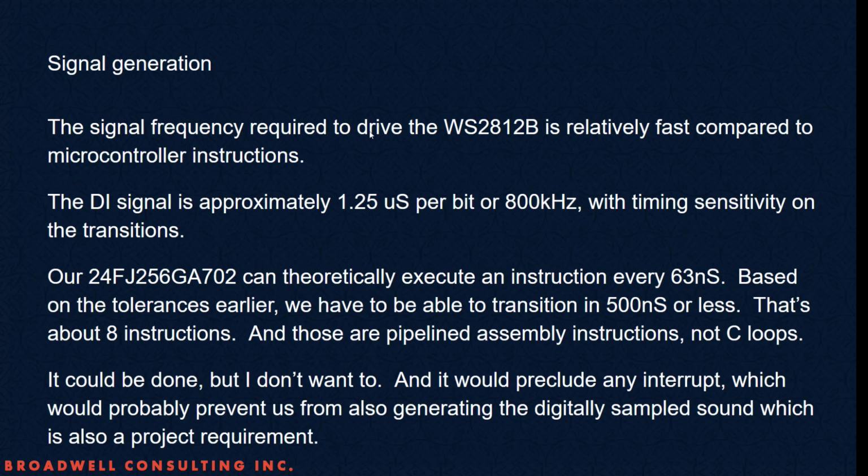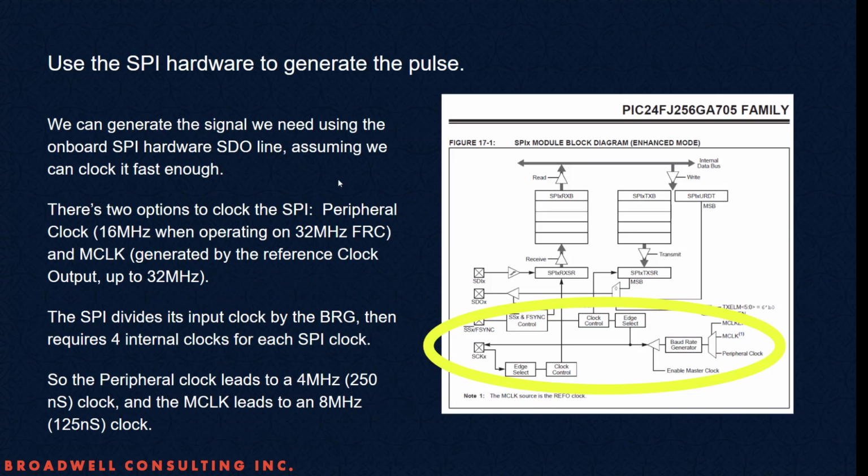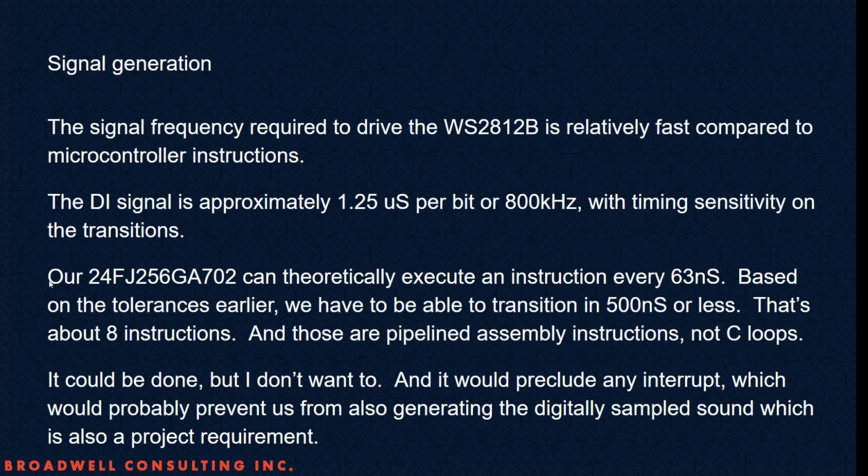The signal frequency required to drive the WS2812B is relatively fast compared to microcontroller instructions. The DI signal is approximately 1.25 microseconds per bit, or 800 kilohertz, and it has timing sensitivity on the transitions. Our PIC that we're using, the 24FJ256GA702, can theoretically execute an instruction every 63 nanoseconds. That makes it seem like there's plenty of time to generate these particular signals.